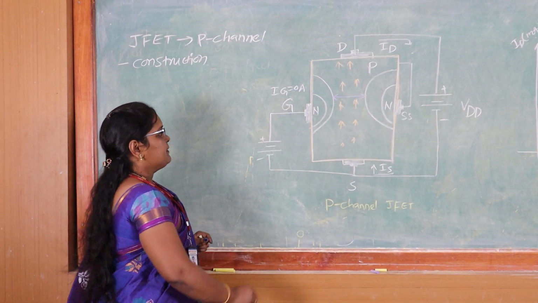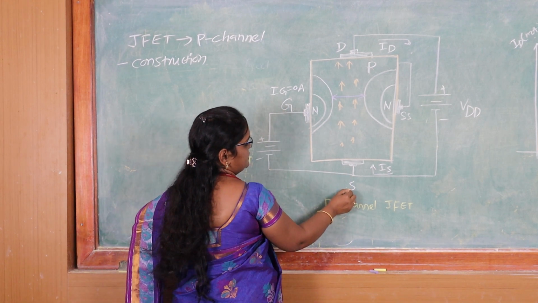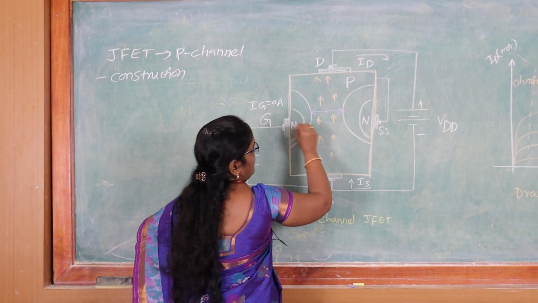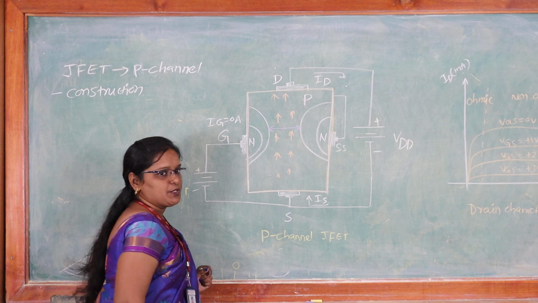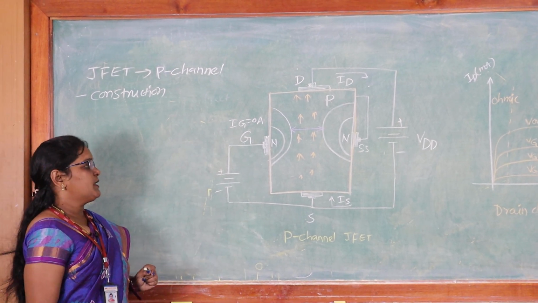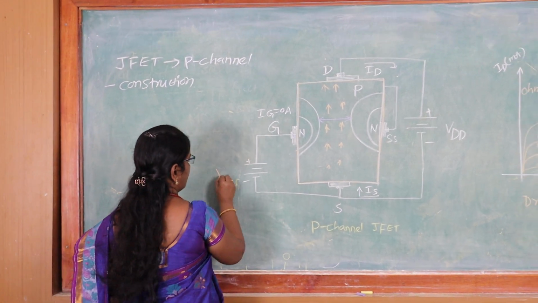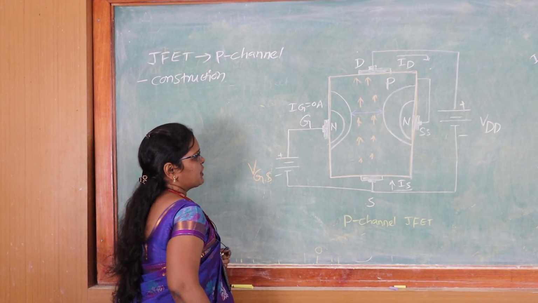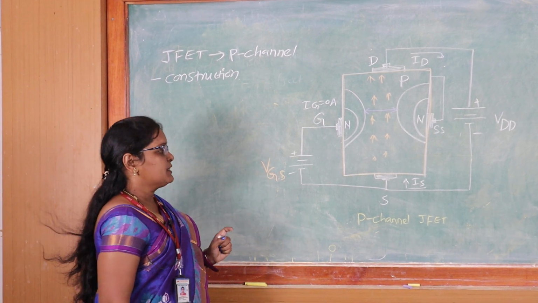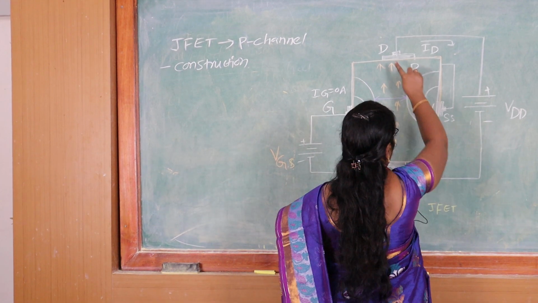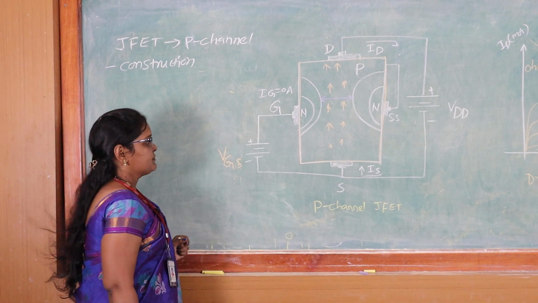Then let me take the three terminals: one is the gate terminal, and the others are source and drain. There will also be a fourth terminal called the substrate terminal, which can be used for future purposes. Then I apply the potential between gate and source as VGS. The potential across the gate and source terminals is VGS. Then we also apply the potential between drain and source, which is represented with VDD.